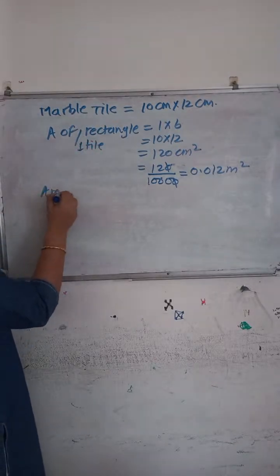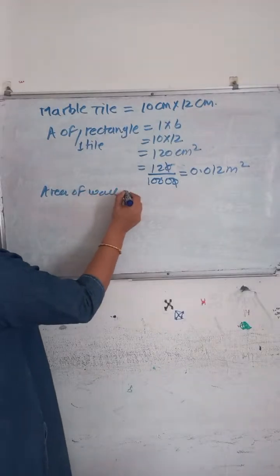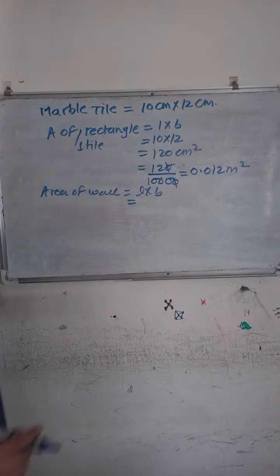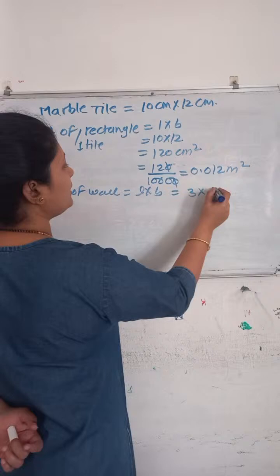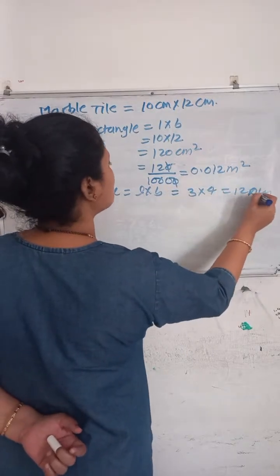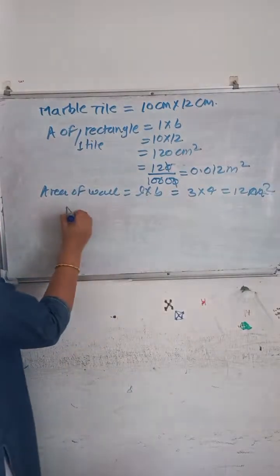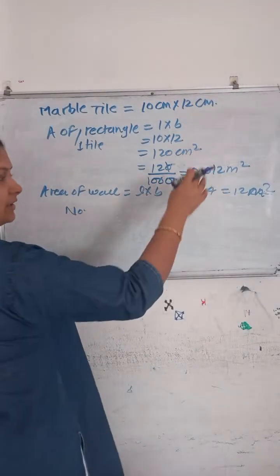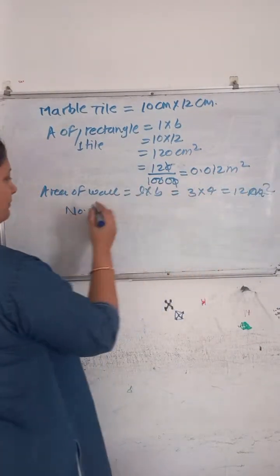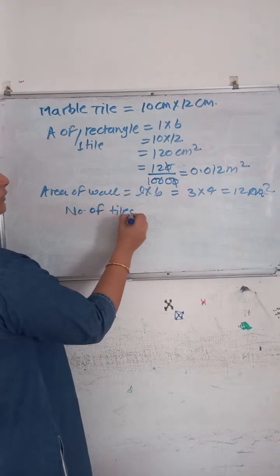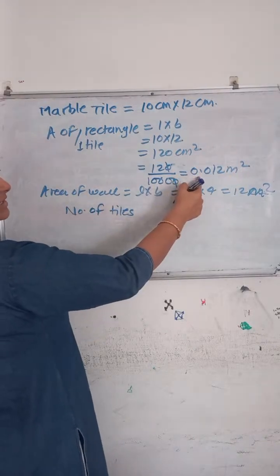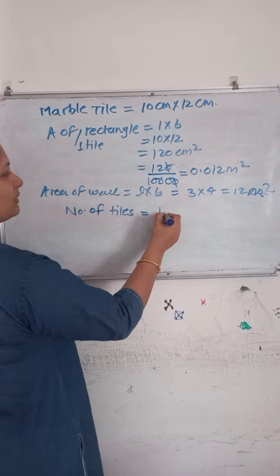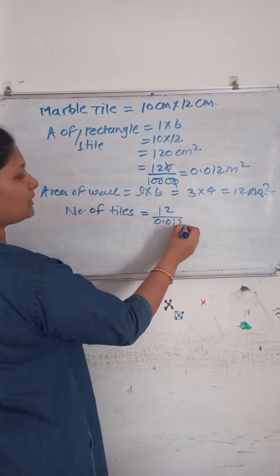Now calculate the area of the wall. That is also a rectangle, length into breadth, and that is given as 3 into 4, that is nothing but 12 meter square. Here we have to calculate how many tiles we require to fit into the 12 meter square area. One tile is of this much area, so to fit in the 12 meter square wall, we require 12 divided by 0.012.